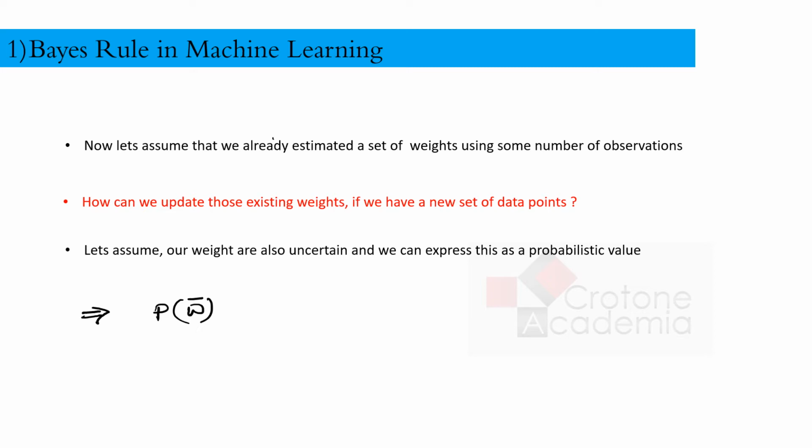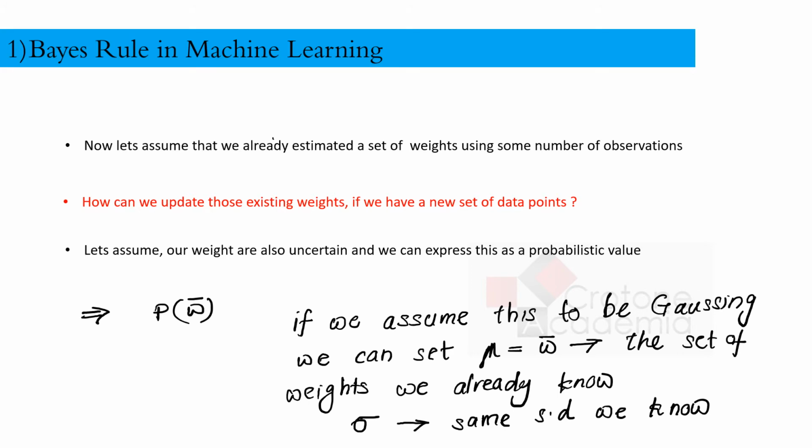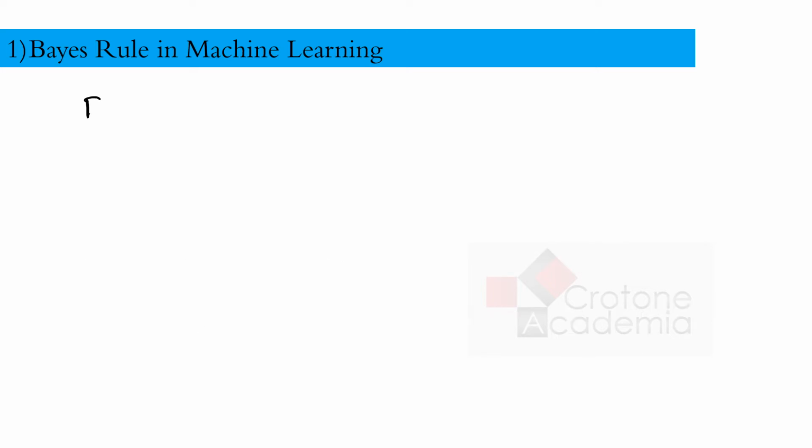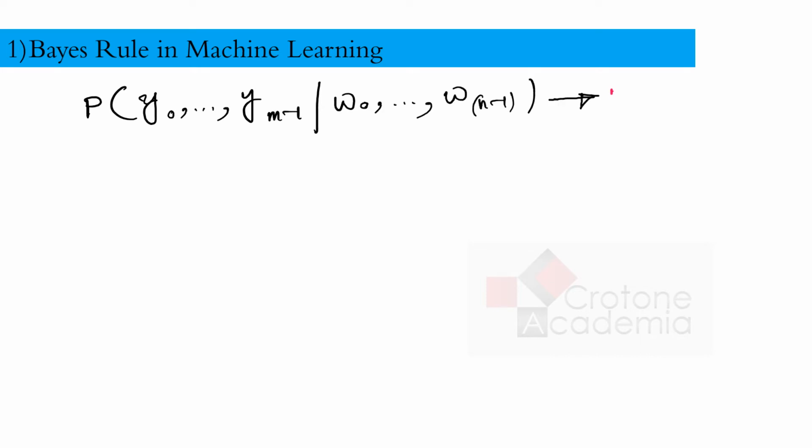If we assume this probability to be a Gaussian distribution, then we can assume the mean of the distribution to be our previous estimates. We can assume the standard deviation to be some known value. We don't have to estimate that. Sometimes we can assume some value for the standard deviation. Using the probability notation, we can write the observations as a function of a set of weights. So here we can write the probability of all observations given the weights.